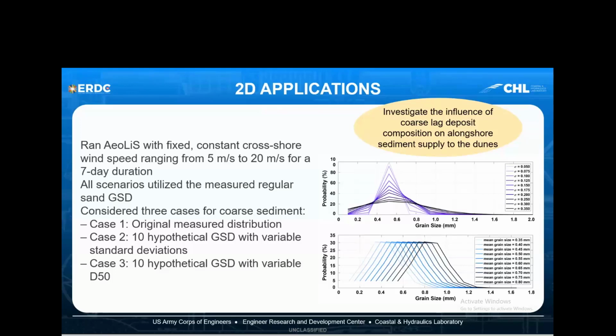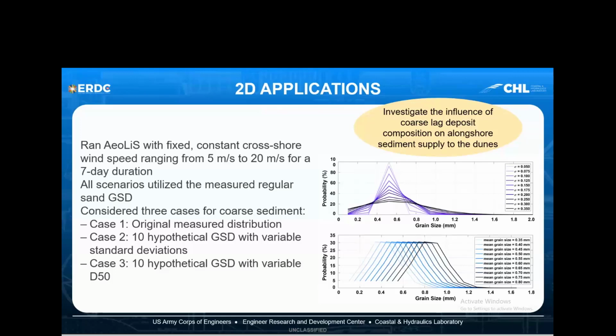And then for the coarse cases, we used the original measured distribution that was also previously shown, and then created 20 hypothetical grain size distributions. The first 10 varied the standard deviation, effectively changing the sorting of the grain size distribution, and that can be seen up here on the top right in the purple. So we can see that changing the standard deviation is changing the sorting of the distribution, allowing for a really narrow distribution to a wide distribution.